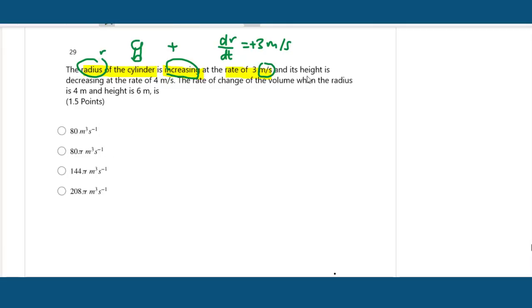The second is its height is decreasing at the rate of 4 meters per second. So here h, this is h, decreasing, so that's negative, and the rate is here.